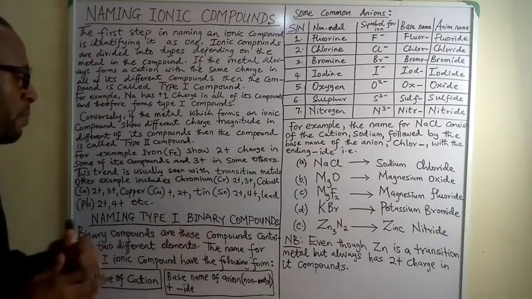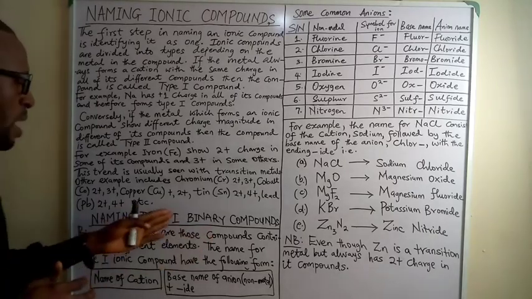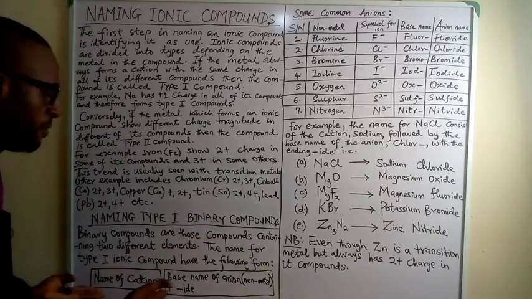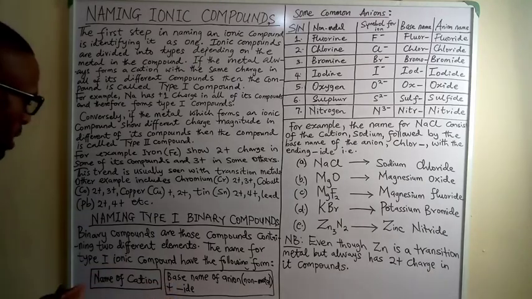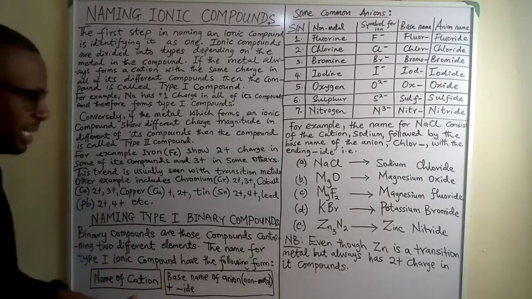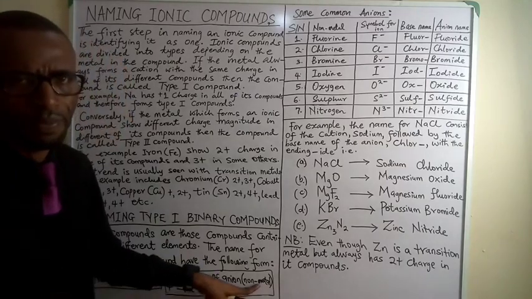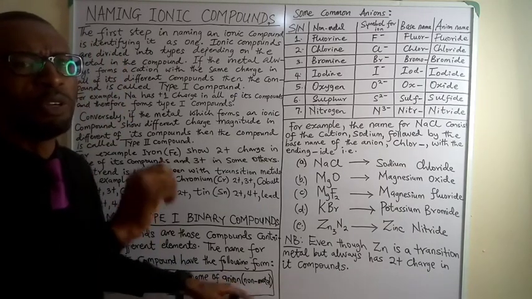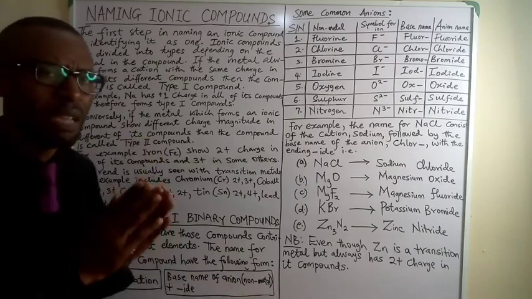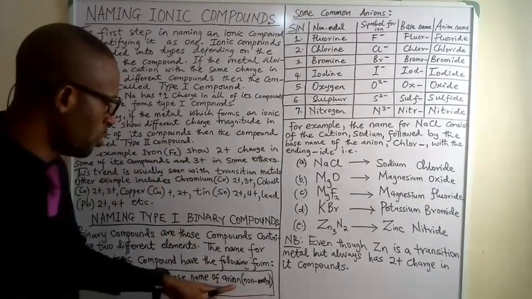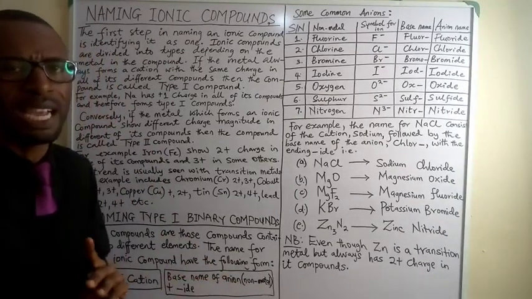To name type 1 binary compounds, you use the following format. You name the metal first, or the cation first. Then you name the non-metal. The only thing is that you remove the last syllables of the name of the non-metal, and that gives you what we call the base name of the anion.